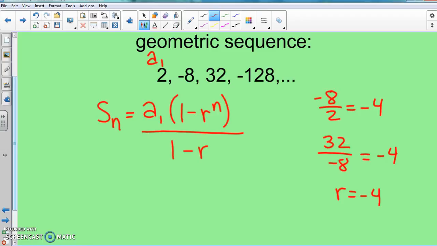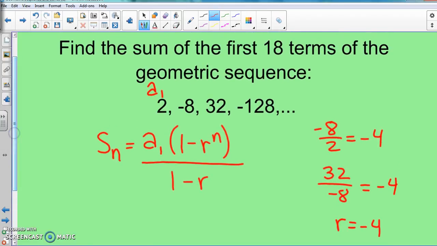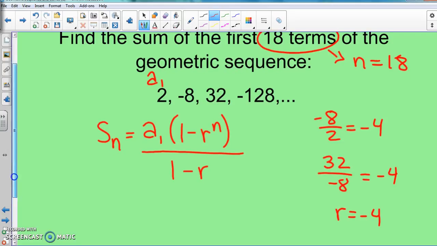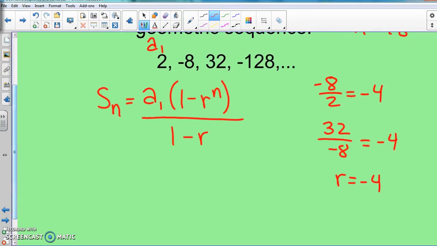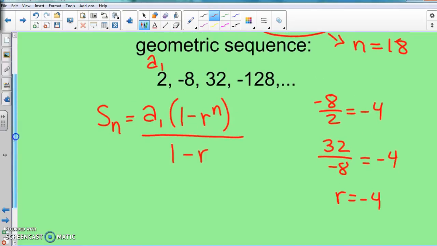You know, n is how much? N is 18, because that's the 18 terms we're looking for. So we're going to find the sum of all of that. But instead of finding them and adding them up, we're going to just put in the formula and be done. So we know n is 18 like we said up here.